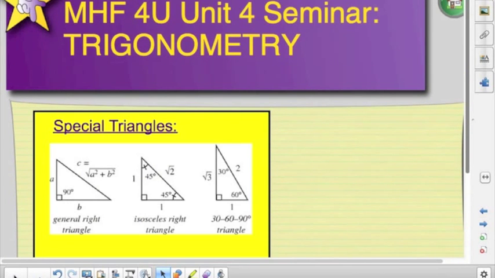Special triangles are key. You have to have memorized the special triangles just like last year. And because the special triangles are related to our radian measures that we're going to be using in order to come up with principal angles and related acute angles.